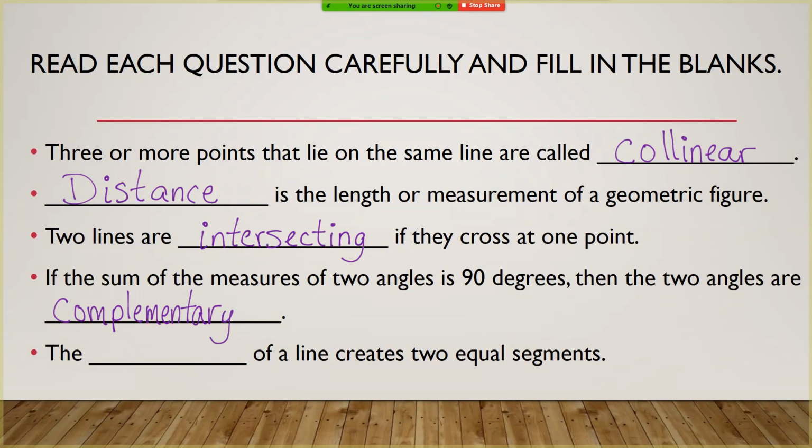The blank of a line creates two equal line segments. So here keyword is equal. We're creating two equal line segments. Then we would be talking about the midpoint.